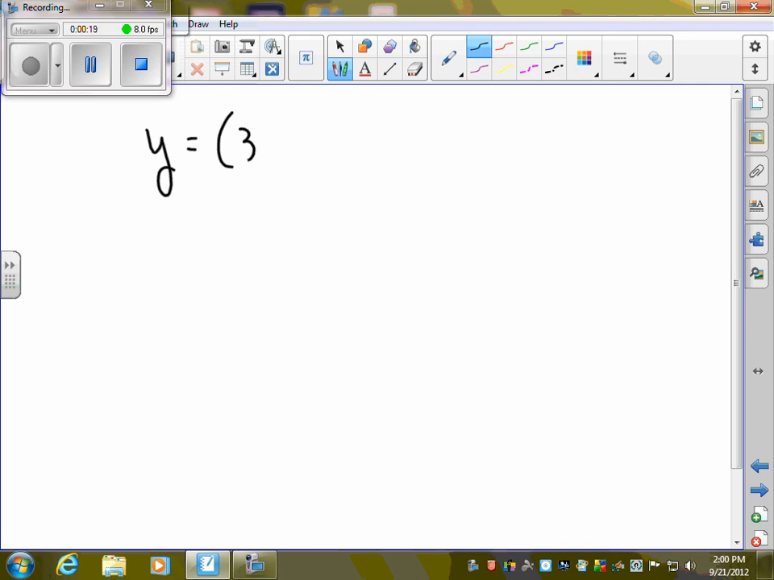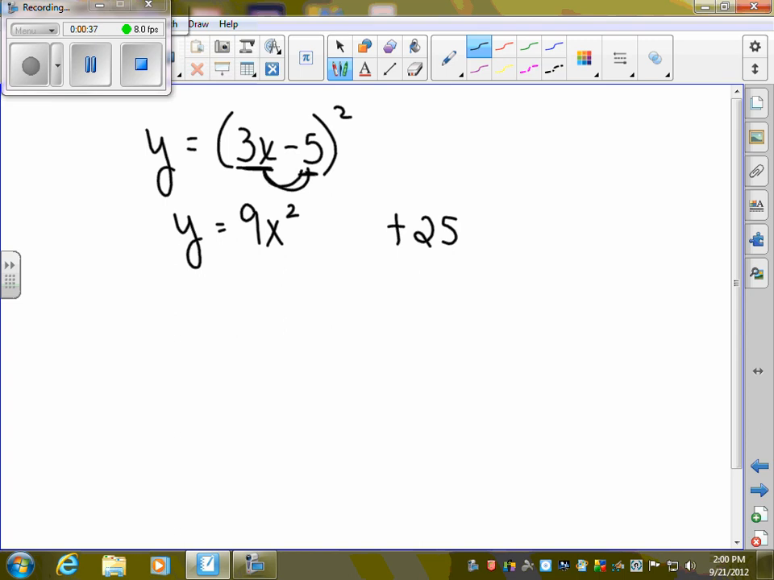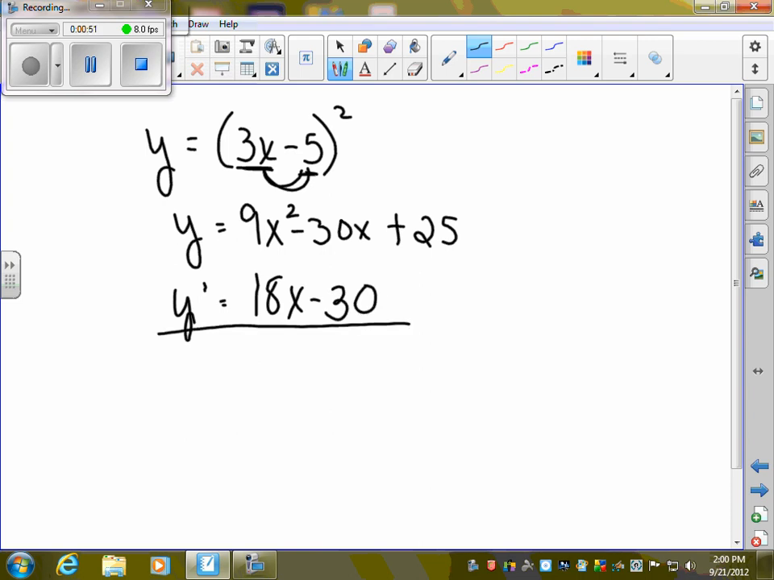Let's say we had y equals (3x minus 5) squared. Right now, the only way I could take the derivative of that is to expand it: square the first term, 9x squared, square the last term, plus 25. Multiply these together and double it, so minus 30x, or you could FOIL it out. And then I could take the derivative and get 18x minus 30. That's the only way we can do that.